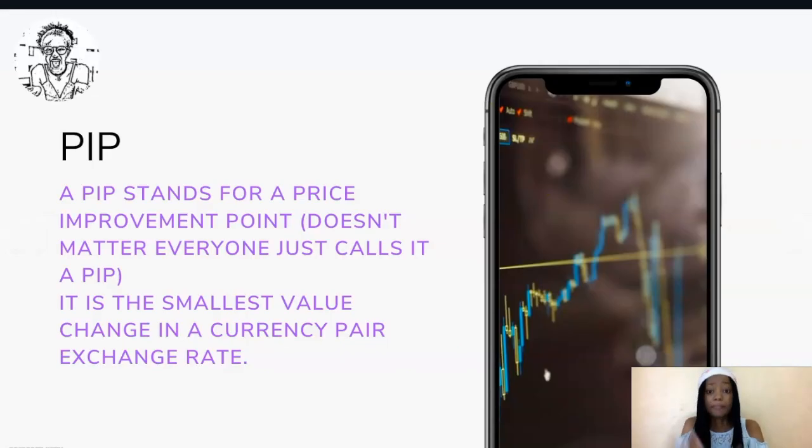A pip. A pip stands for a price improvement point. Well, this doesn't really matter because everyone will just call it a pip. No one will go by, oh, price improvement point. Well, you can if you're an intellectual. So a pip is the smallest value change in a currency pair.